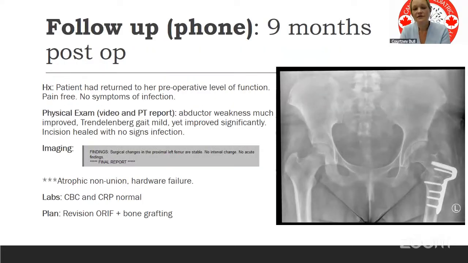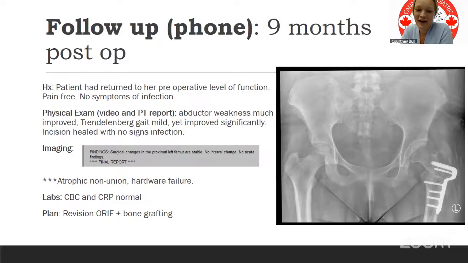In 6 months, I did a telephone follow-up call because I saw this x-ray. This x-ray was actually reported as normal by the radiologist with no interval change, but you can see an obvious atrophic non-union with hardware failure. A couple of her screws had been broken. I did labs, so CBC and CRP, they were both normal. She was feeling great. She had no signs or symptoms of infection.